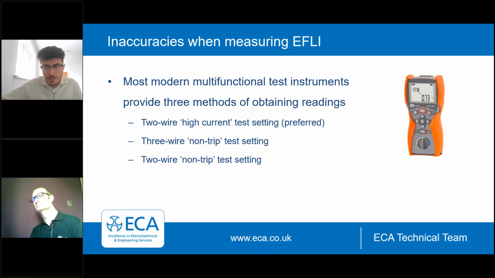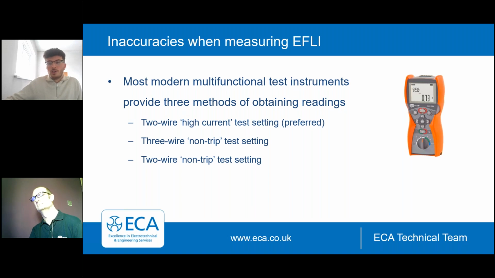However, the issue with this test is that if we've got an RCD present on the circuit, it will trip the RCD due to the level of current that's going to be generated. It's also possible to potentially trip some smaller rated MCBs, some smaller circuit breakers. So we need to consider that this test is the preferred when taking measurements, but if we've got RCDs present, it wouldn't be a suitable method to select. So then next preference would be the 3-wire non-trip test setting, and finally the 2-wire non-trip test setting.